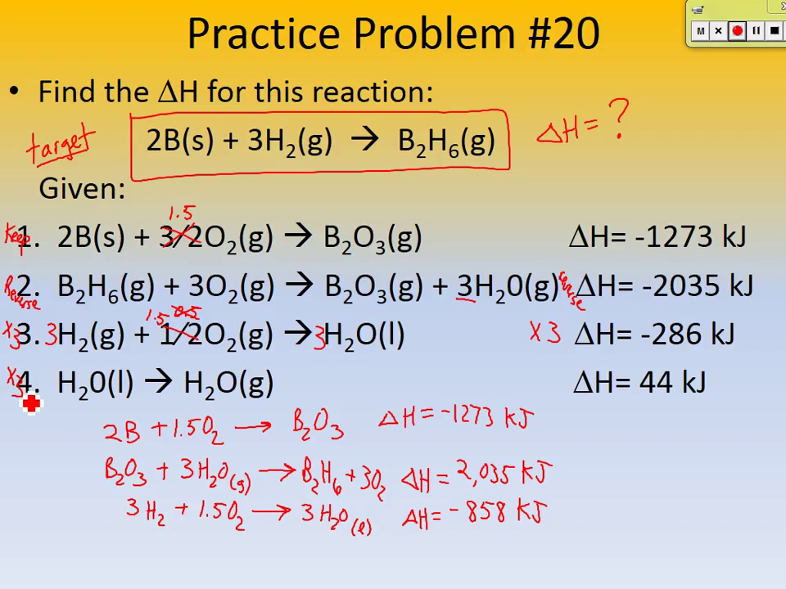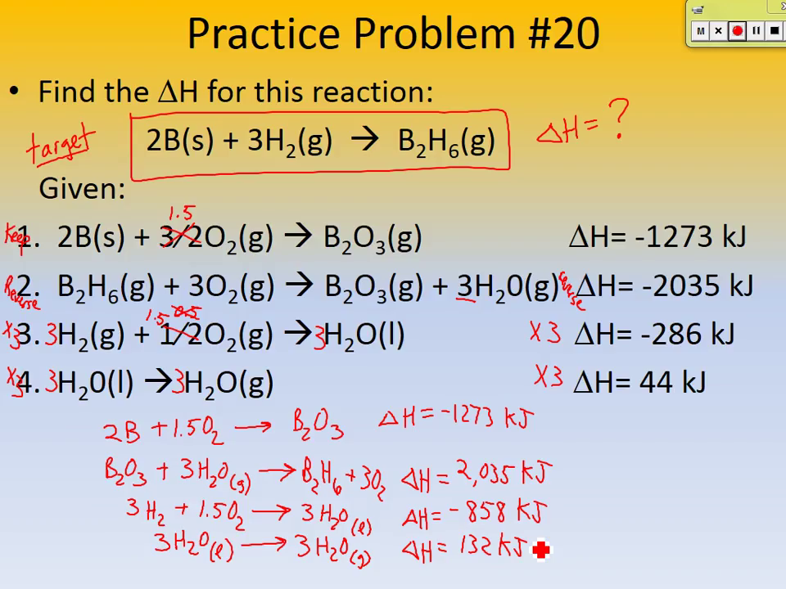What did I say I was going to do to equation 4? Times it by 3. So I'm just going to go ahead and distribute the 3 through. Okay, so we've got 3 H2O in the liquid phase goes to 3H2O in the gas phase. Now, if I multiply the equation by 3, what do I have to remember to do to delta H? Times it by 3. What's 44 times 3? 132. Okay? So delta H is equal to 132 kilojoules.